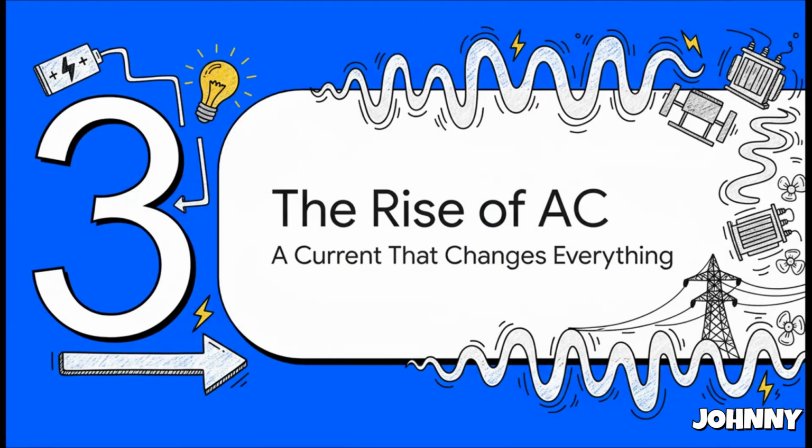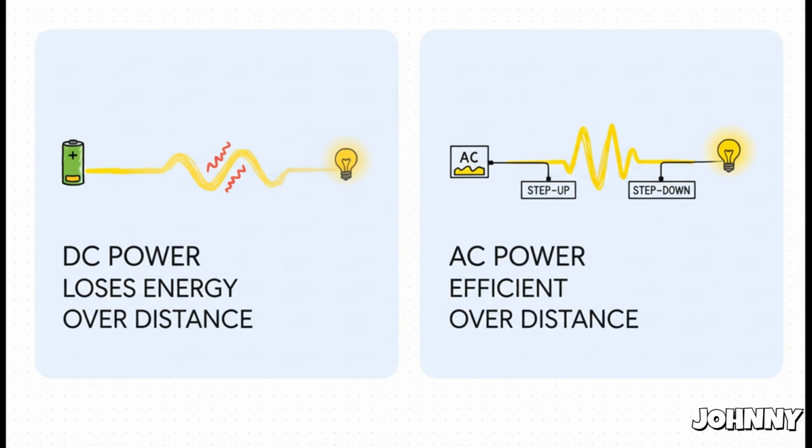For a long time, DC was the only game in town, but it had one massive problem that made it totally impractical for powering our world. And the solution? Well, the solution was a revolution called alternating current, or AC. This gets us to the heart of the famous War of the Currents between Thomas Edison, who was all in on DC, and Nikola Tesla, who championed AC.